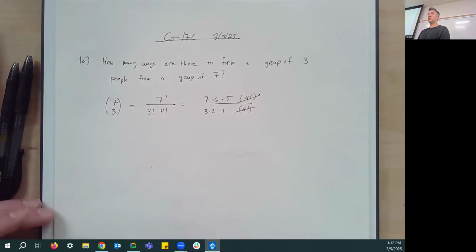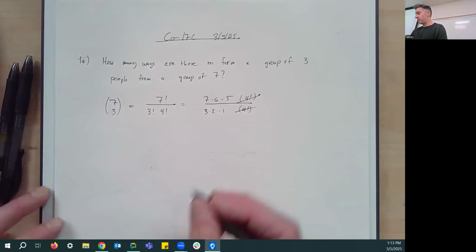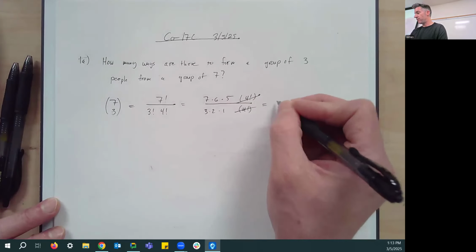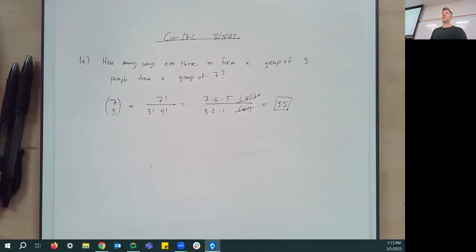Whenever you do this, the answer should be an integer, right? The number of ways of picking 3 people from 7 people, there shouldn't be a fractional way of doing that. It's a whole number answer. The 6 divided by 6 cancels, and you're just left with 7 times 5, which is 35. So there's 35 distinct ways we could pick 3 of us.